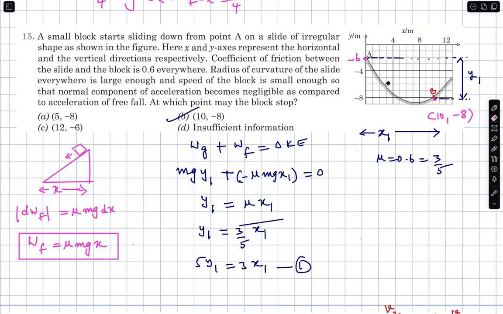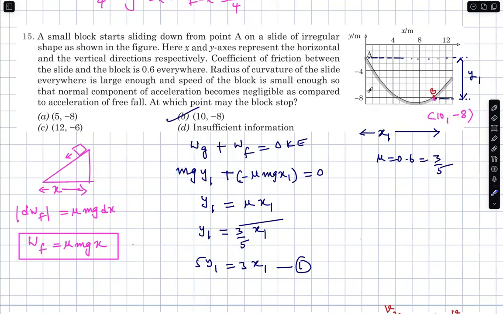It would have come down from A, and this is some y1. This is some y1 depth, and this is some x1, right? So work done by gravity is mg y1. Agreed? Work done by gravity is mg y1. Agreed? Work done by friction.